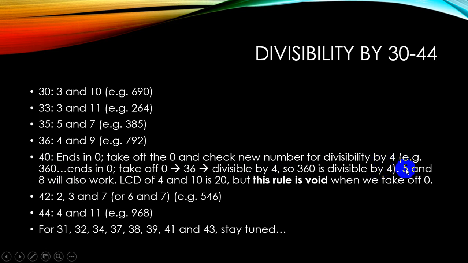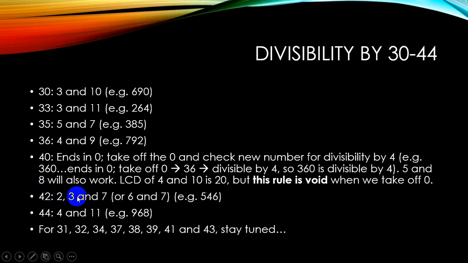You could also use 5 and 8. It might be a little bit trickier, but that will work since 5 and 8's least common multiple is 40. And the LCD of 4 and 10, we're checking 10 and then 4, but this rule is void because we're creating a whole new number when we take off that 0. We're turning 360 into 36, so that actually makes that whole rule of LCD that I showed you earlier void. So 40 is actually not that difficult. I'm just showing you a couple of different methods of figuring that one out.